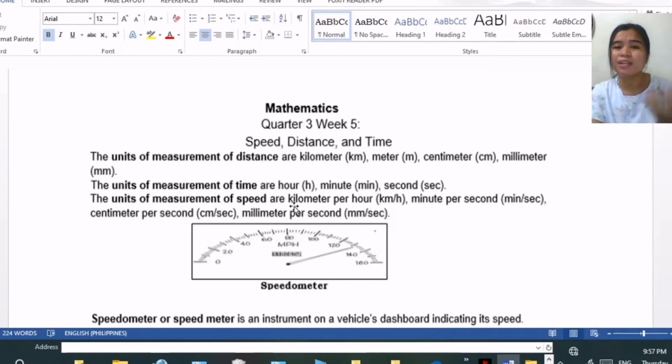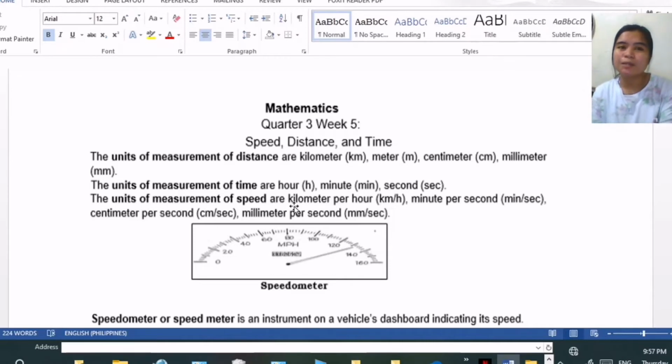Hindi naman po kasi pwedeng kilometer per second kasi hindi ka naman makakapag-travel ng 1 kilometro, or in kilometer, tapos segundo lang, unless may power ka. Ayan. So kaya sabi dito, kilometer per hour, centimeter per second, or millimeter per second. So ayan. So to generalize talaga.